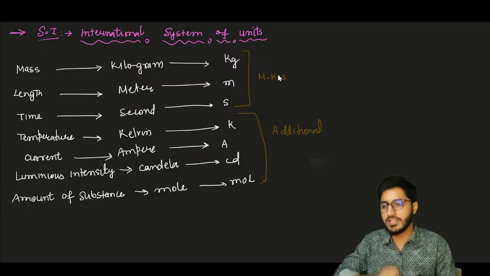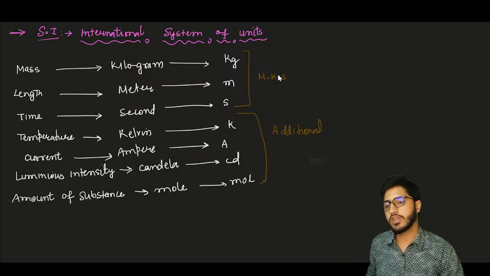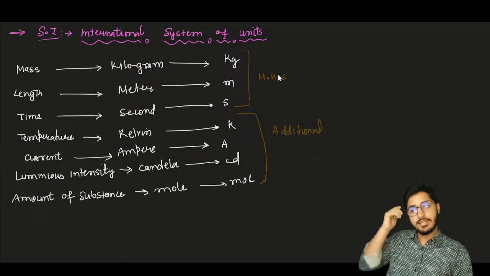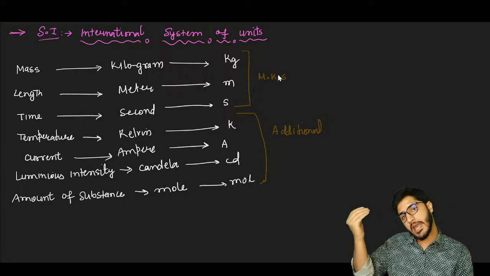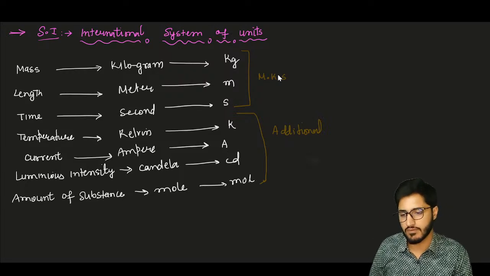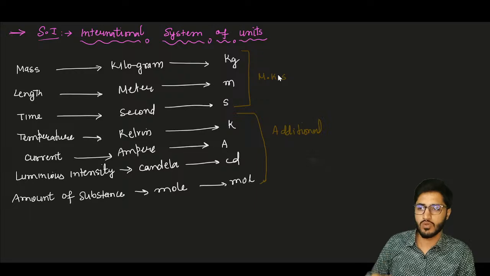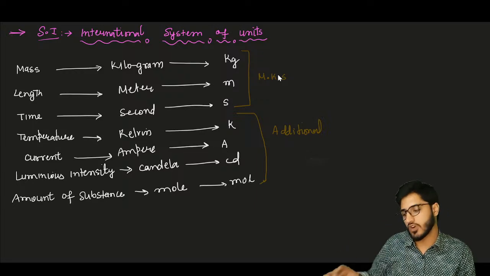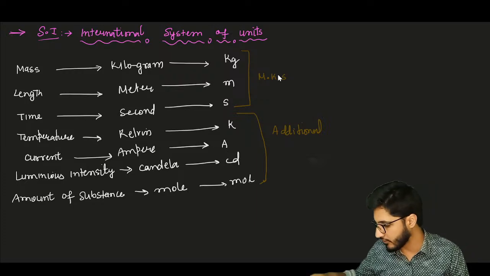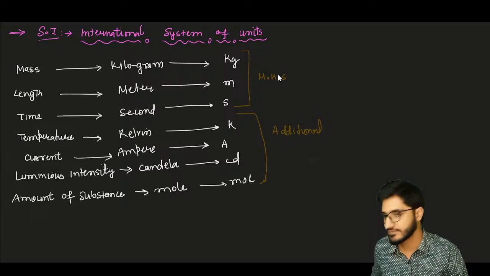Yeah. So these four are additional. So you can also conclude that the SI system we are having is from the MKS. We have added four different kinds of physical quantities in MKS, and we called it the SI system of units. Easy, no?